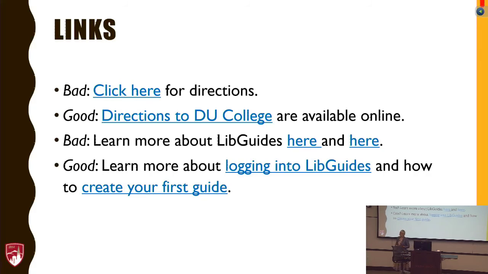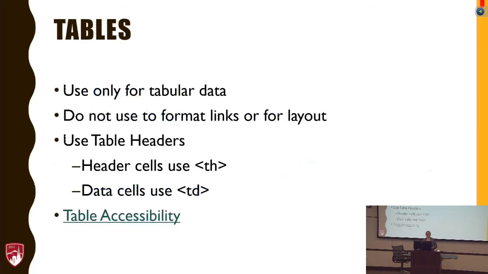Click here for directions. That's bad because it's not telling you where it's going to go. Directions to DU College are available online. And this is going to say, with JAWS, link directions to DU College. Learn more about LibGuides here and here. Learn more about logging into LibGuides, because that says what that link is going to do, right? So think about that when you're creating your links.